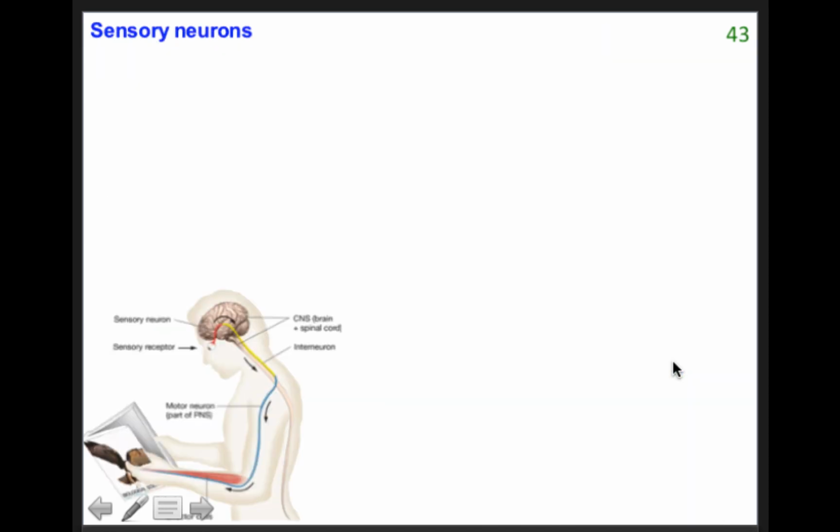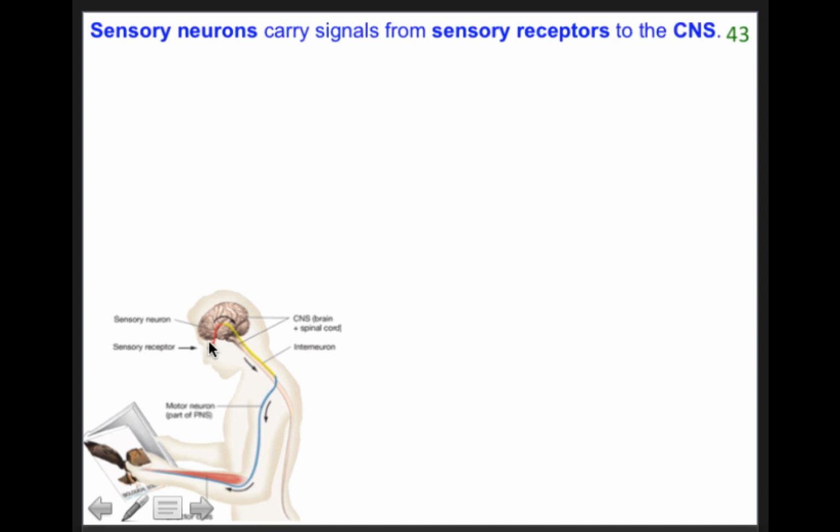All right? So overall, sensory neurons, their job is to carry signals from your sensory receptors, for example, the light receptors in your eyes, and sensory neurons will take information from the sensory receptors and send that information to the central nervous system. Okay, so sensory neurons from all over your body sending signals to your spinal cord and brain.